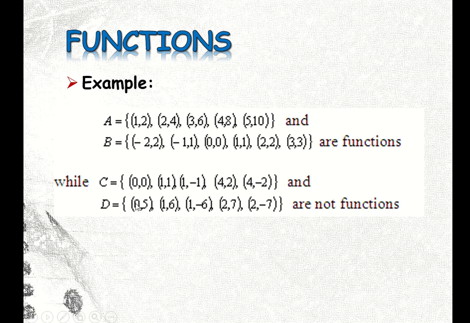Similarly, in set D, we have (0, 5), (1, 6), (1, negative 6), (2, 7), (2, negative 7). So we have here two ordered pairs which have the same first element, like the second ordered pair (1, 6) and (1, negative 6). They have the same value for the first element. And also the fourth and fifth elements, (2, 7) and (2, negative 7), have the same first element. So this makes the relation not a function. Alright, so both C and D are not functions. Is it clear?